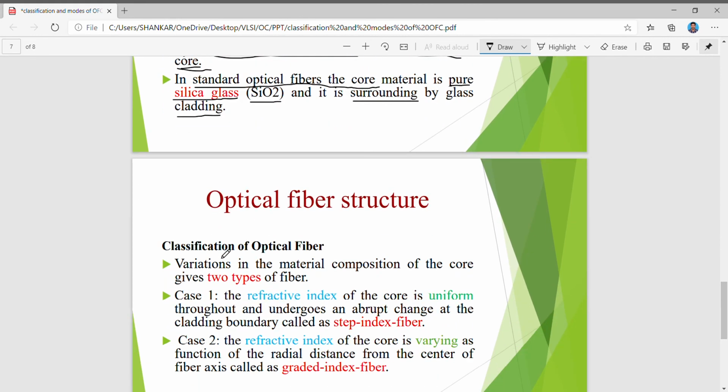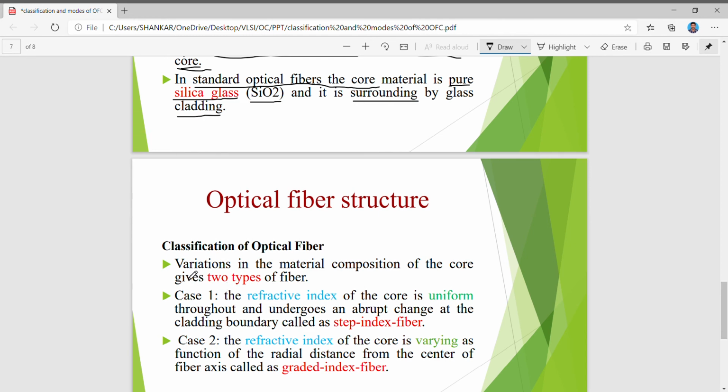So actually here the core refractive index varies based upon the composition of the material. So the refractive index of core may vary or may not vary. That is completely dependent upon the composition of the material. Generally, we discuss that the refractive index of core is N1 and the refractive index of cladding is N2. So here the refractive index of core may vary or may not vary, based upon the composition of the material.